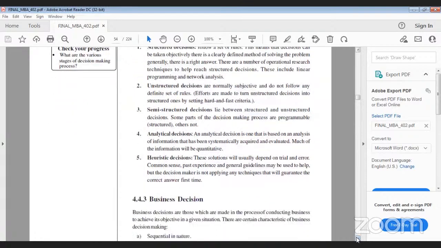intelligence is one that is based on an analysis of information that has been systematically acquired, and much of the information will be qualitative. And the last one is decisions. These solutions will usually build on trial and error. Common sense, past experience, and general guidelines may be used to help, but the decision maker is not applying techniques that will guarantee the correct answer first time.